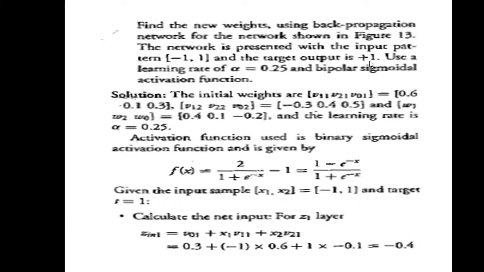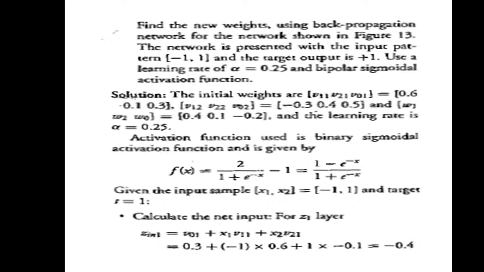Now use a learning rate of 0.25. That means this alpha is given, okay, and this alpha is 0.25, and the bipolar sigmoidal activation function. So we have to solve this particular problem. Let's see the structure also.